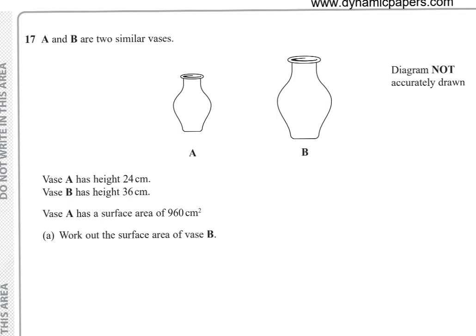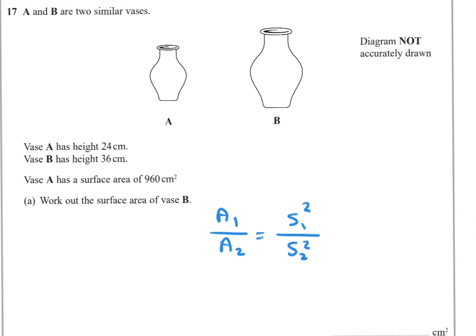Now find the answer: 15,550. Number 17. A and B are 2 similar vases. Vase A has height 24. Vase B has height 36. Vase A has a surface area of 960. Work out the surface area of vase B. If we have similar solids, the ratio between their areas, area 1 over area 2, equals side 1 squared over side 2 squared. In this case, height 1 squared over height 2 squared.